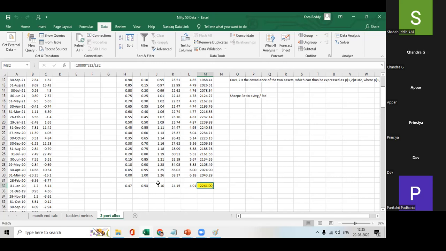Now, because you have a template, you can choose multiple asset classes. Right. So now, if I want to do for IT and FMCG, how do I do? How do I do?